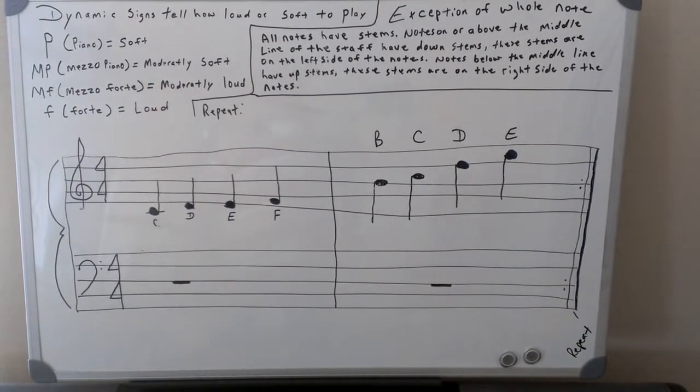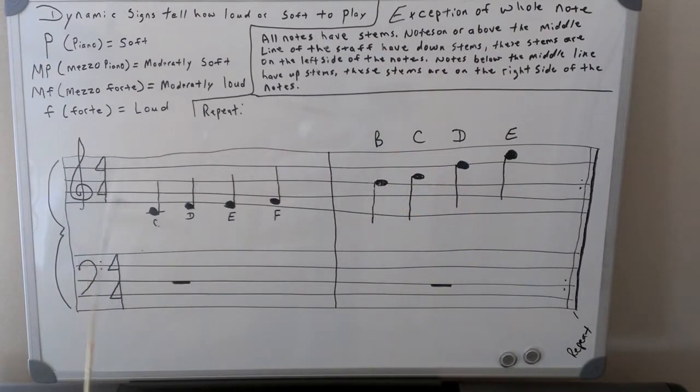With the exception of a whole note, and you should know what a whole note is. If you don't, go back and review some of my prior theory lessons, where I talked about whole notes. With the exception of a whole note, all notes have stems. Notes on or above the middle line of the staff have down stems.